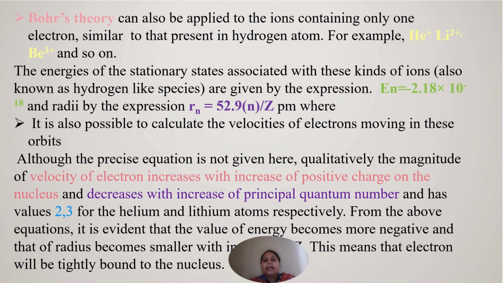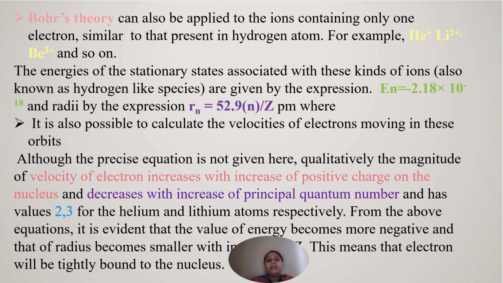So we can also calculate the velocities of the electrons moving. With the help of the angular momentum, we can calculate the velocities. The velocity of the electron increases with the increase in the positive charge of the nucleus. As more and more the nucleus becomes positively charged, the velocity of the electron also increases, and it decreases with the increase of principal quantum number. As the number of shells increases, velocity decreases. As the positive charge in the nucleus increases, velocity increases.